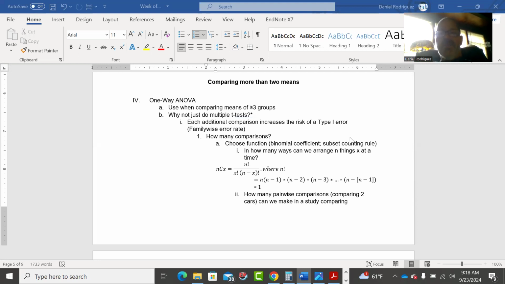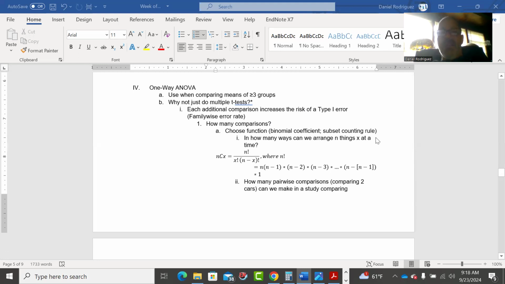Well, here's the problem. If we do too many t-tests, we increase the risk of what we call family-wise error. In other words, we increase our alpha. So alpha is the family-wise error rate.